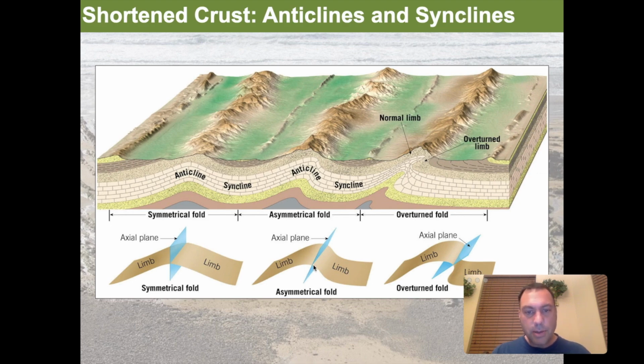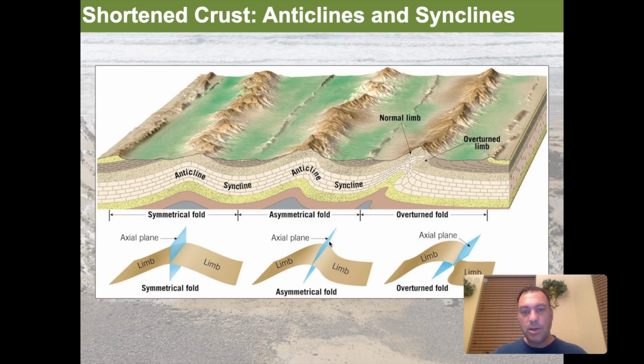Here's an axial plane, in this case for the asymmetric fold. Now notice that the axial plane here is straight up and down, but here it's tilted, right? Let's see if I can do it in the image properly, because it's a mirror image that I'm looking at in the computer while I record this. It's going to be in the other direction, so it's going to be like this. And so here we have an axial plane that's tilted, and the consequence is that the limbs are now asymmetrical.